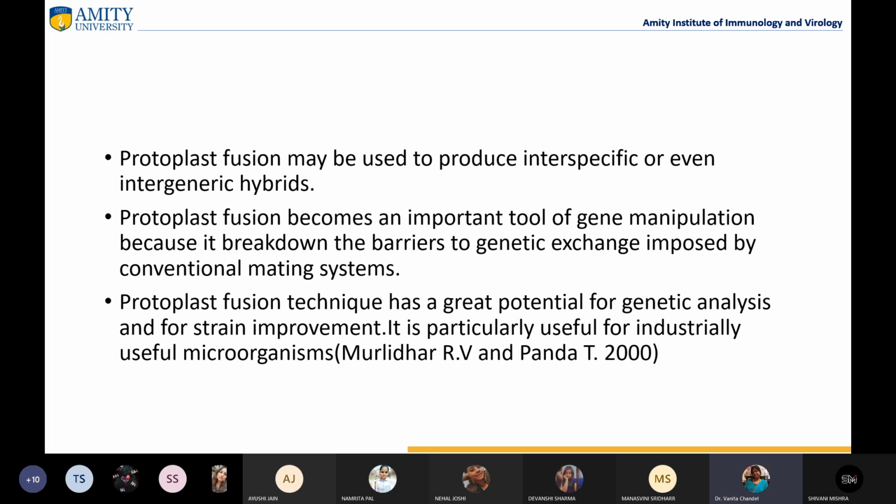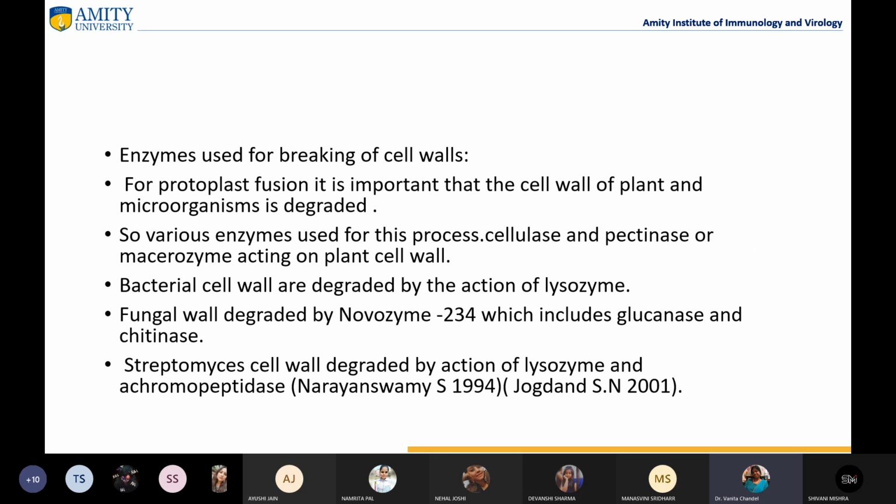Okay, protoplast fusion may be used to produce interspecific or intergeneric hybrids also. And this is an important tool for gene manipulation, because it breaks down the barriers to genetic exchange which are imposed by conventional breeding systems. Then again, this fusion technique has great potential for genetic analysis and for strain improvement, and it is particularly useful for industrially useful microorganisms also. So this technique is very commonly used.